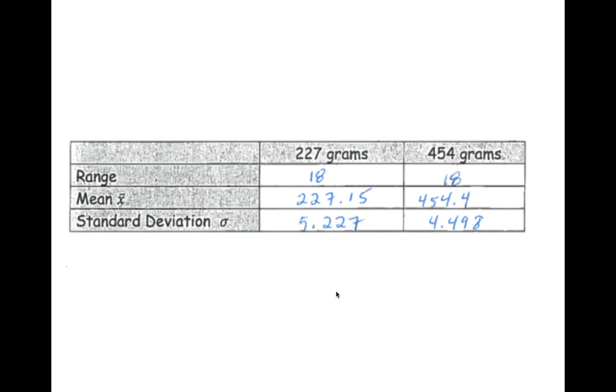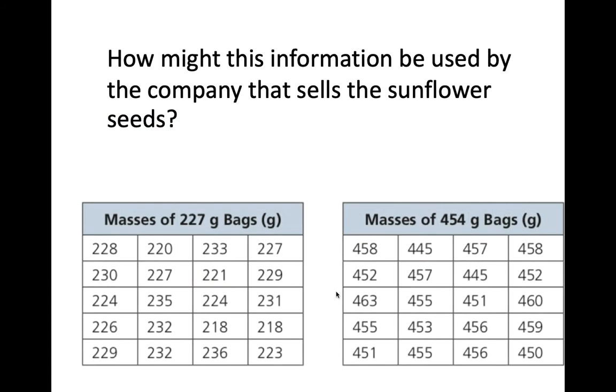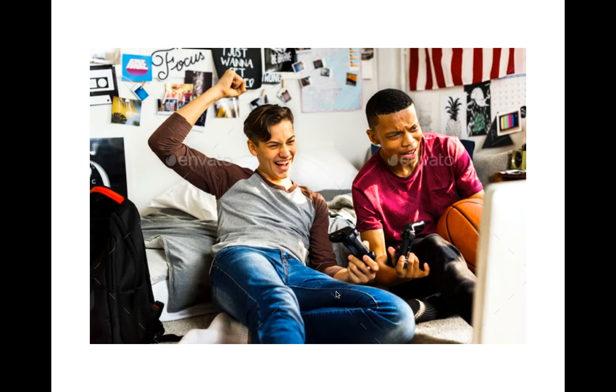That means that the actual weight inside these bags goes a little further away. So the question would be, how might this information be used by the company that sells the sunflower seeds? Well, if they're concerned with quality control, then they want to make sure that they're more consistent. Maybe they need to go back to taking a look at the machines that are preparing these 227-gram bags and make sure that there's not a glitch somewhere. Make sure they tighten it up so that they have better quality control.